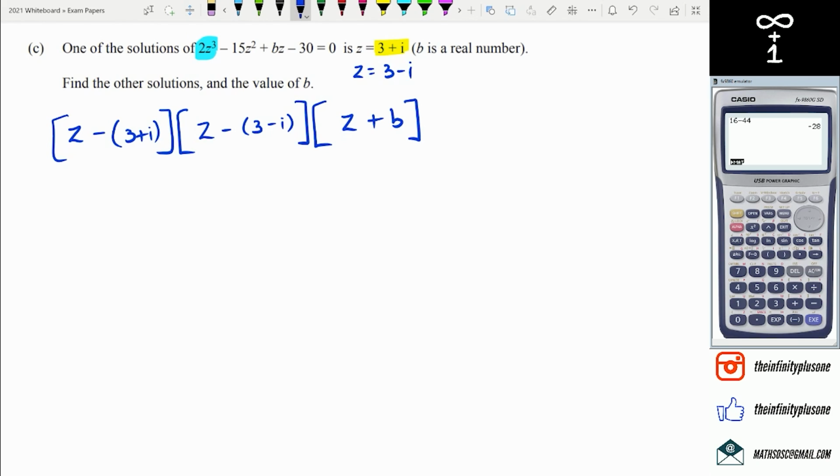Maybe I shouldn't use b. Hang on, let's try something else. What's another letter I can work with? P and q. Let's go with p and q, because we've got a b in there and I don't want to mess it up.